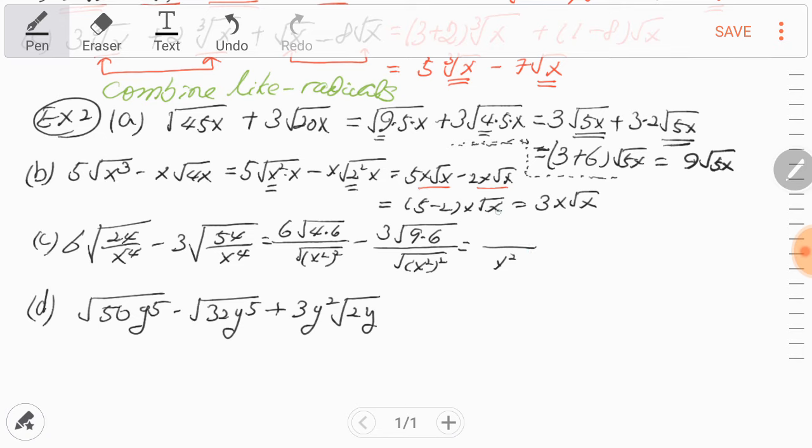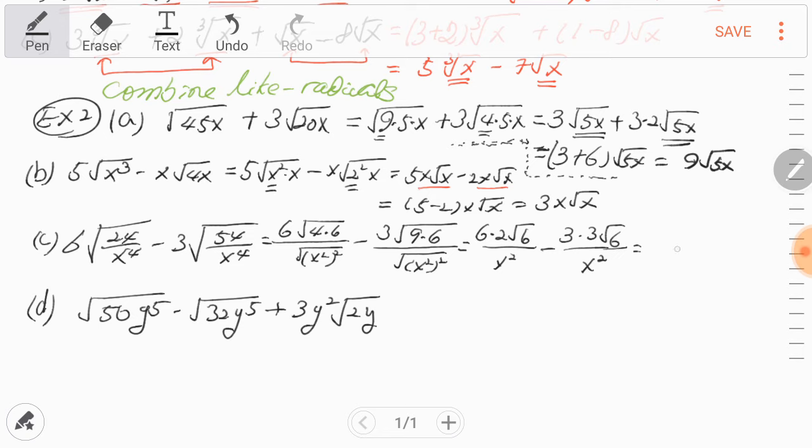Alright, then the denominator of the first radical expression is x squared. And the numerator is 6 times 2, square root of 6, because this 4 can get out; the square root of 4 is 2. And minus 3 times square root of 9, which is 3, and the 6 that's inside. And the denominator x squared.